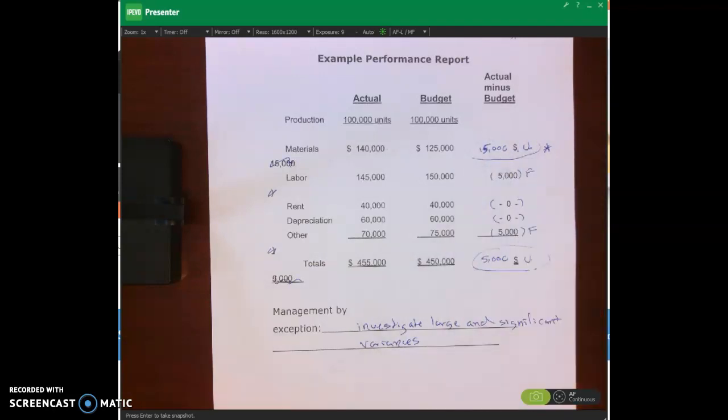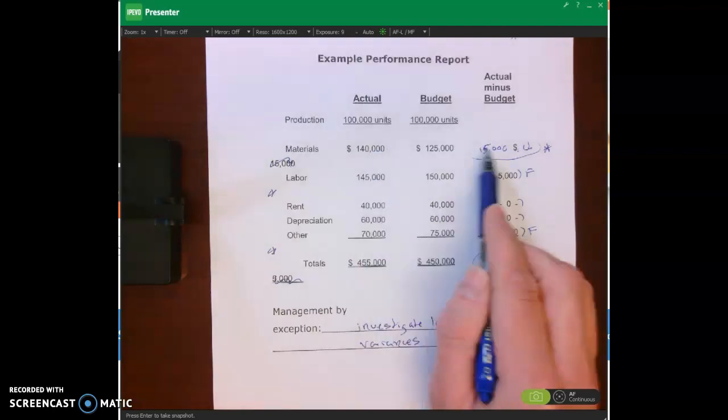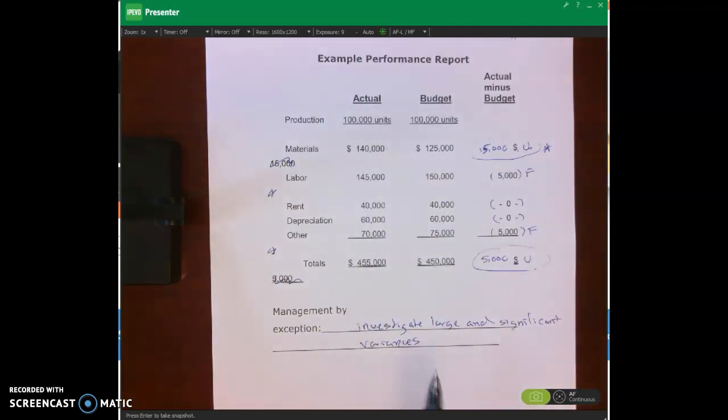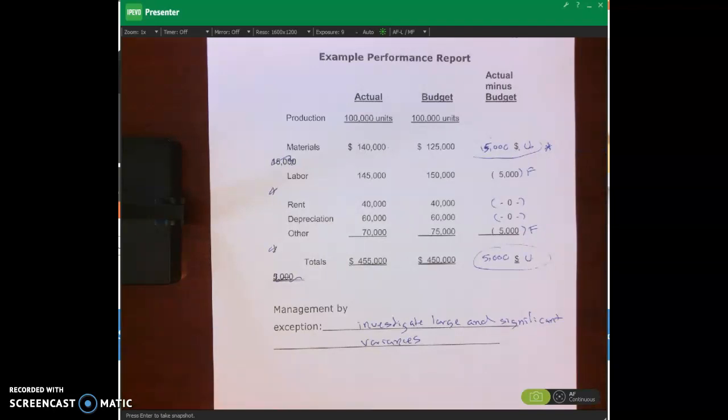Okay, so we'd want to investigate these large and significant variances. If this were 50 cents, let's not worry about it. It's only 50 cents. It's not a big deal. It's probably not worth our time to go back through and figure out exactly what happened. So in terms of management by exception, we want to look at those really large and significant variances. Even though we had a 50-cent variance and it'd be nice to know what happened, investigating those variances takes a lot of time and effort. It used to take me a long time to figure out what happened. So we want to only spend those valuable resources on those large and significant variances.